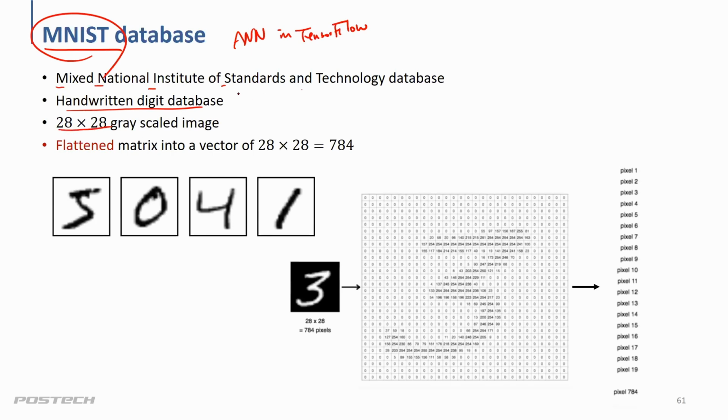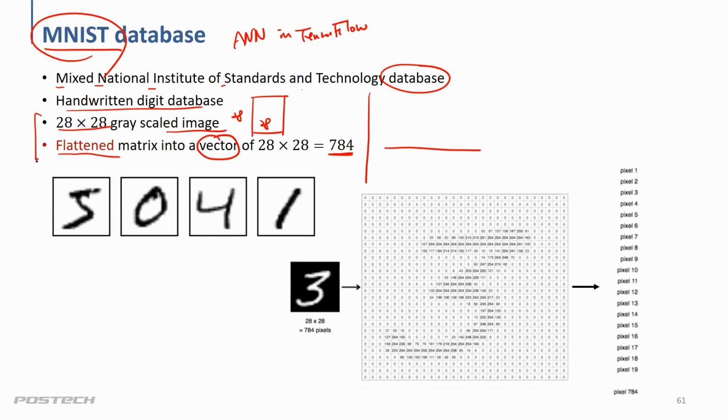It's 28 by 28. But the weird thing is that when they store it in the database, it's flattened out, so it's like 784 in a single column or in that way. I don't know which direction it is, but it's vectorized. So it's not an image or a matrix anymore. Okay, that's the key thing you have to remember.